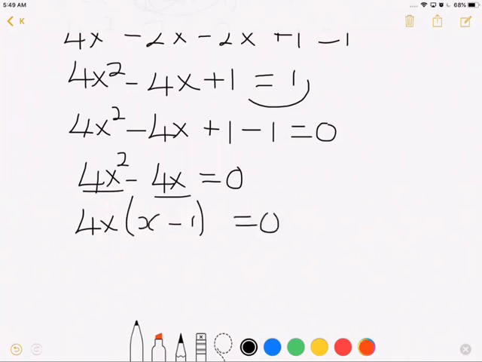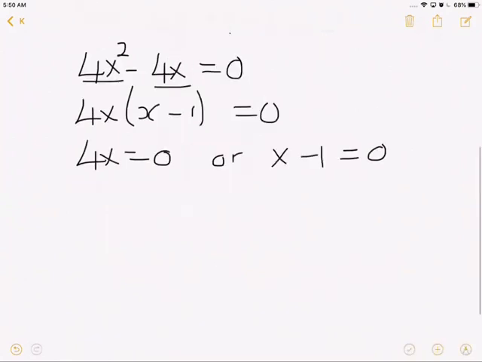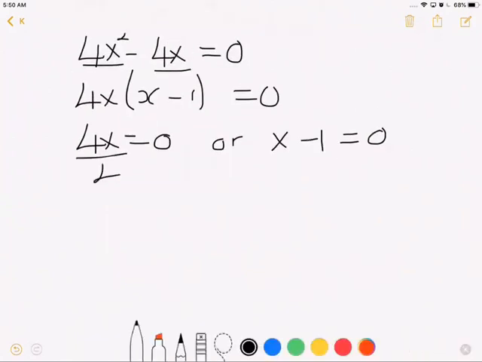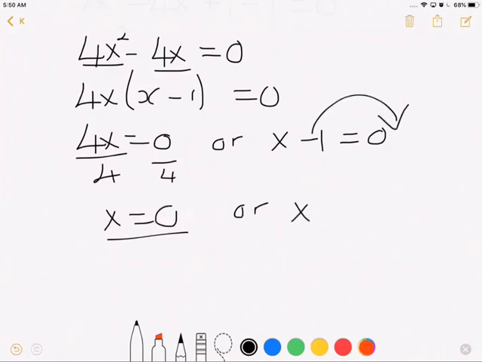Then we know with a quadratic equation, it means 4x = 0 or x − 1 = 0. Then dividing by 4, therefore x = 0, or you take this to the right-hand side, it becomes plus, x = 1. Then you are done.